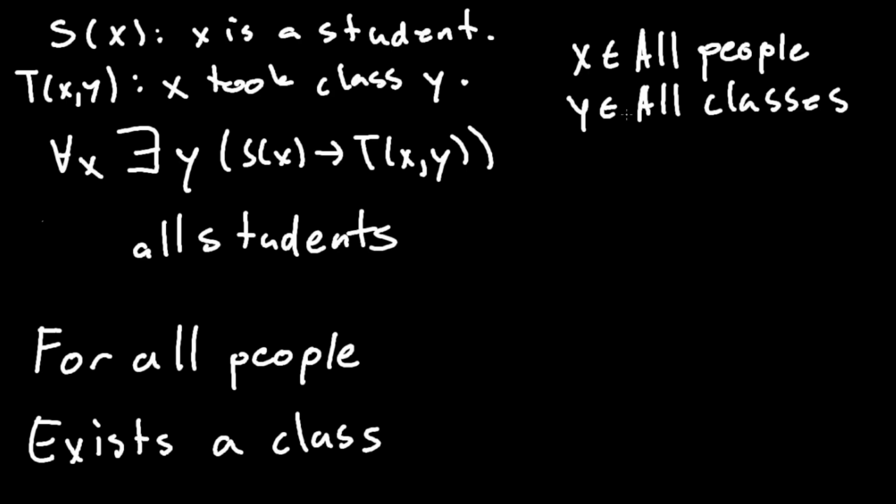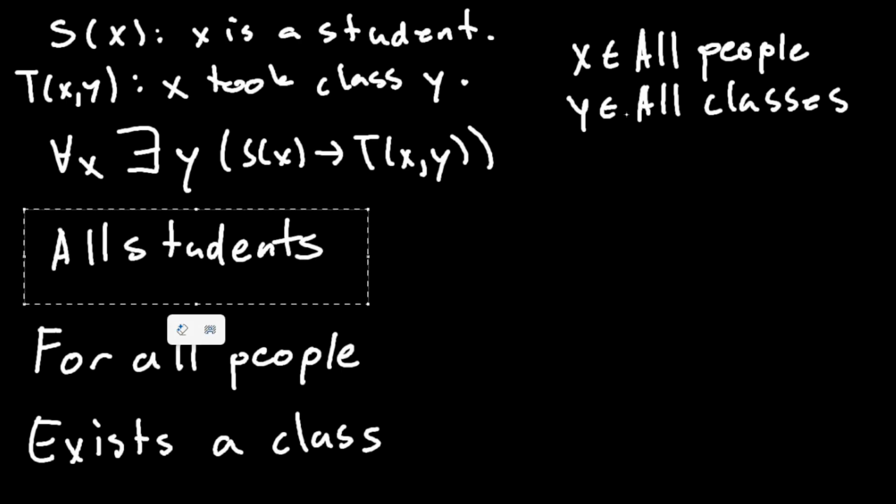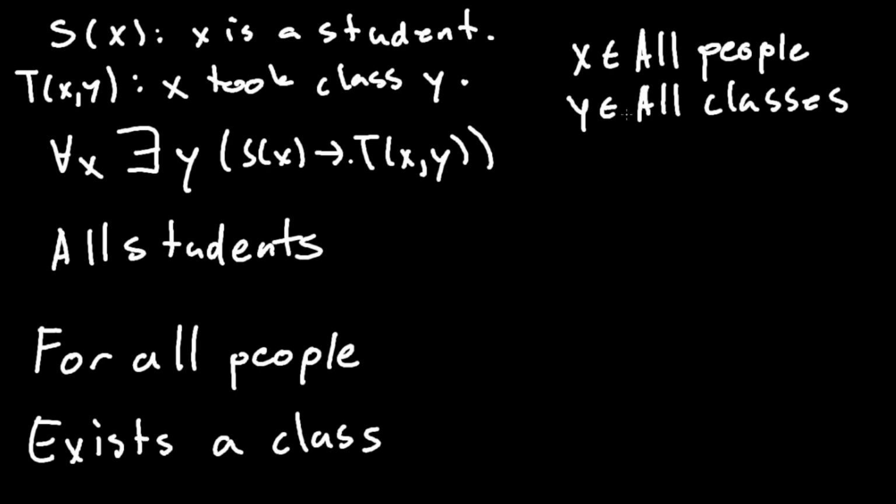So we don't even have to write down for all. We can write down all students, right? So you have all students, dash, and that's a condition. So the condition is the student. Now this right here is the conclusion.